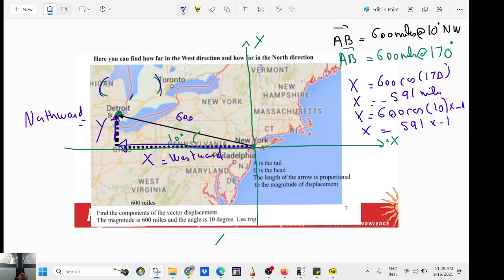Yes. So 591 by itself will be wrong. Good question. If you do 591 by itself, it means this direction. So yes, in the real world, that's what we want: 591 west. If they talk about north and south, west, yes, so that will be correct, because you need a direction.